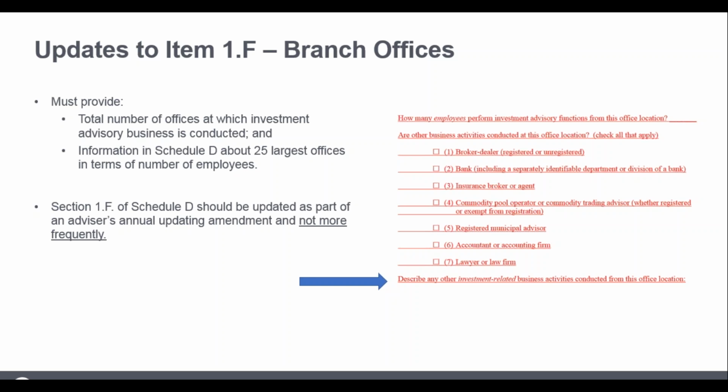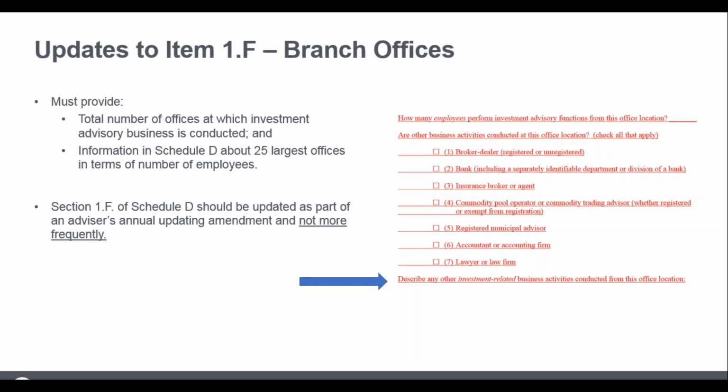If you don't have a CRD number for your branch office, that's okay. You don't need to apply for one. You can simply leave that question blank. And with respect to these branch offices, you're also going to have to identify from a list of securities-related activities, the business activities that are going on at that branch office.